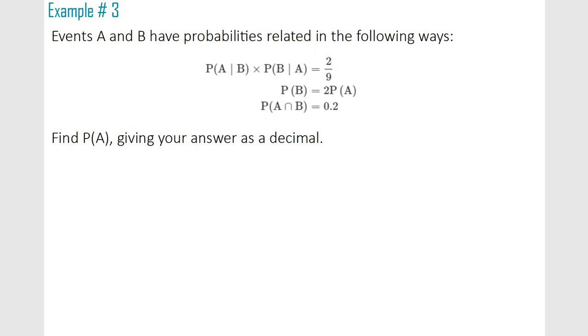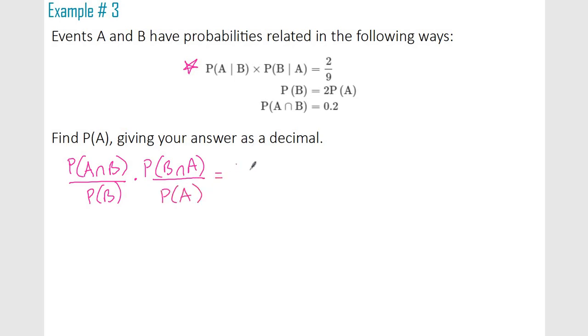So here we know this relationship is true between these probabilities, okay? So we want to find the probability of A and get an answer as a decimal. Well, this one seems to be the most complicated, so let's just take on this one. We can replace the given formulas with probability of A and B divided by the probability of B times another given formula, probability of B and A divided by the probability of A, which is going to equal 2/9.